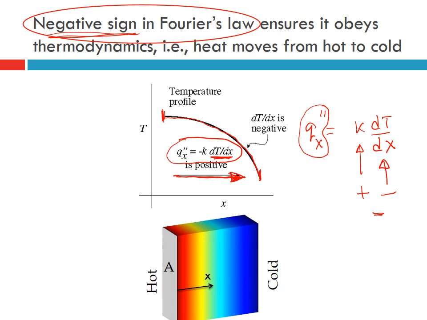So to make the formula consistent with the physics, ensuring that it obeys the law of thermodynamics, we put in a negative sign. Now the negative and negative would make it a positive sign for heat flow, which makes sense. If it is hot here and cold here, then heat should flow in this direction, and the formula will also give a positive quantity. So it's now consistent.